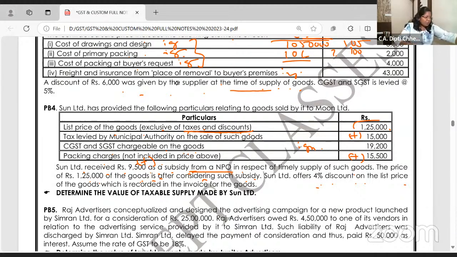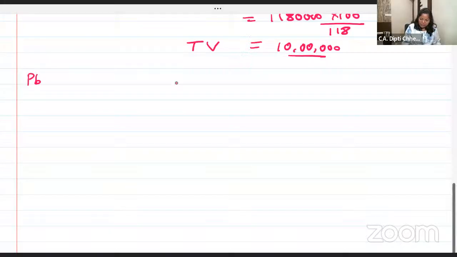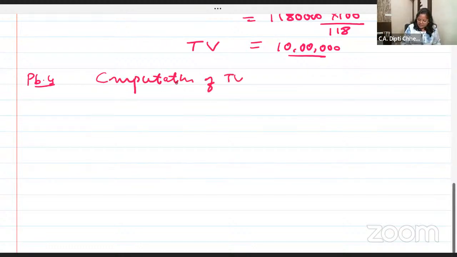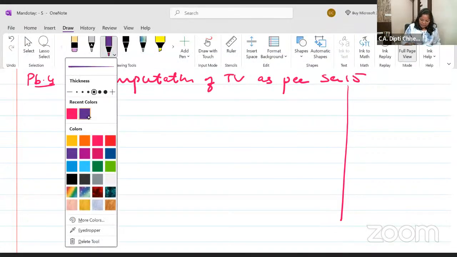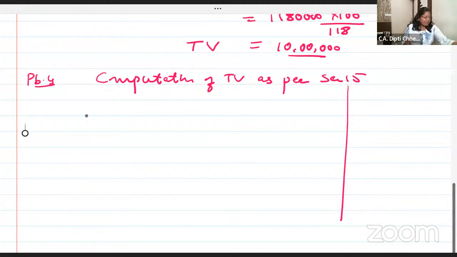Shall we do this in the notebook? आ जाओ. छोटा है पर अच्छा problem. Fourth problem in the notebook with me, all of you are doing. It's a small problem, but very nice. Computation of transaction value as per section 50 you have to get. और ये जो transaction value है simply मिल जाएगा आपको list price.